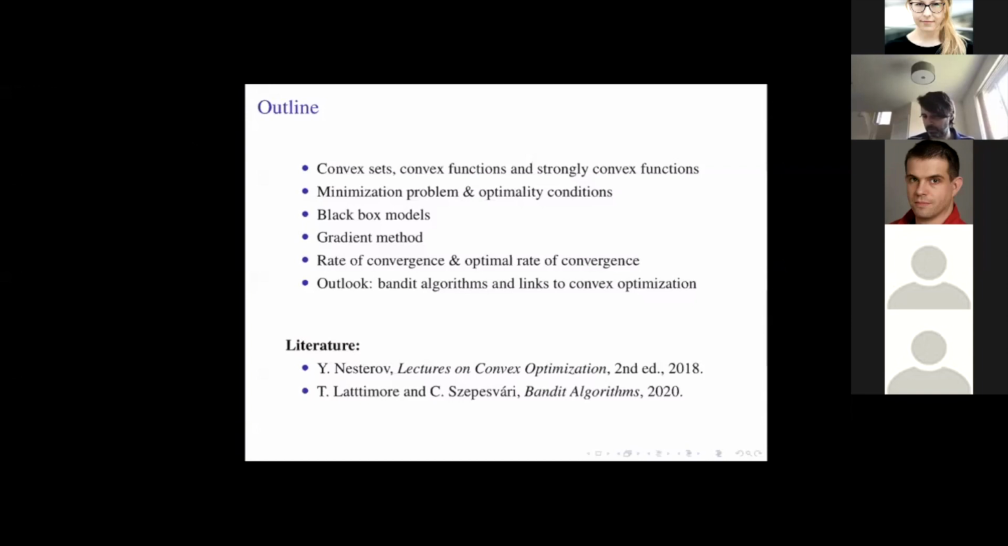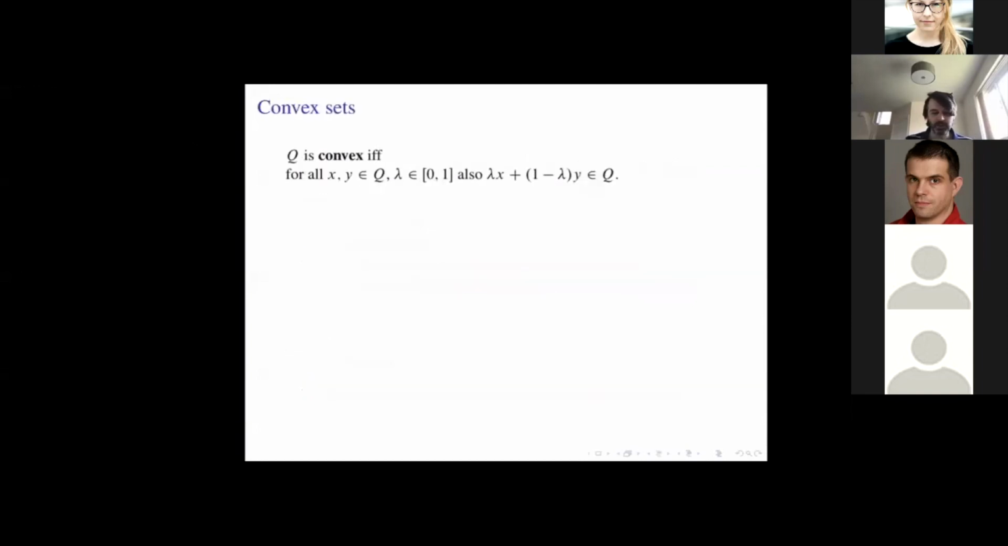Okay, so for the outline. So I wanted to start really slowly with what is a convex set first, before we go to convex functions. I often write here "iff" with a double f. What this means is if and only if, so that the two sides are exactly equal. If Q is convex, then the condition underneath holds. So if Q is convex, then this condition holds, and vice versa if the condition holds.